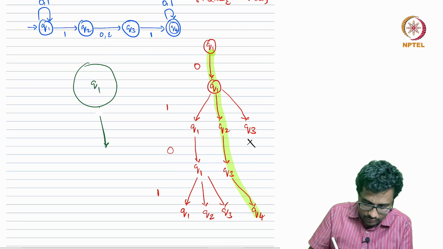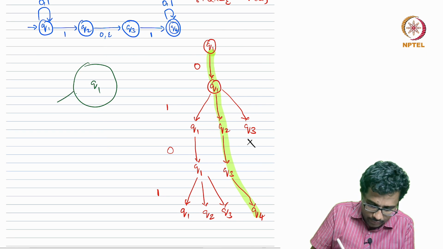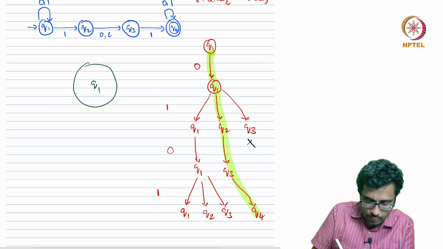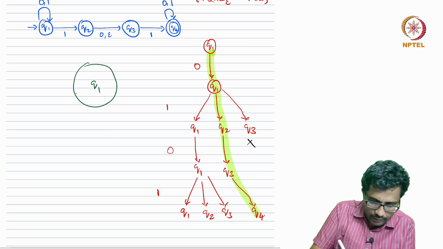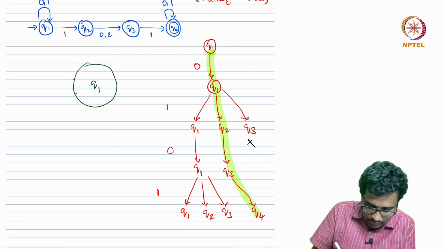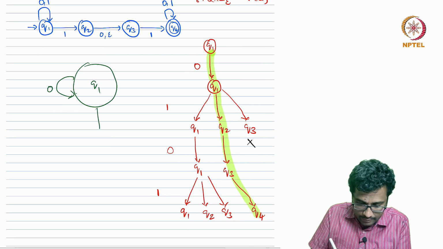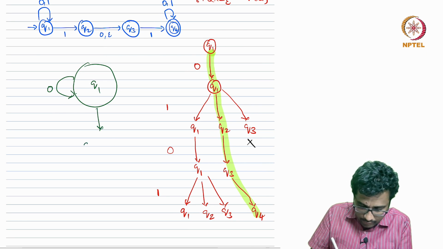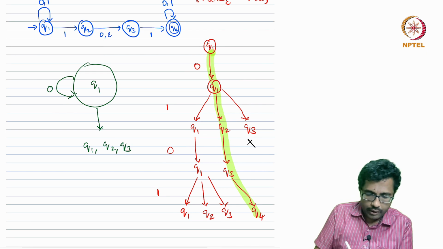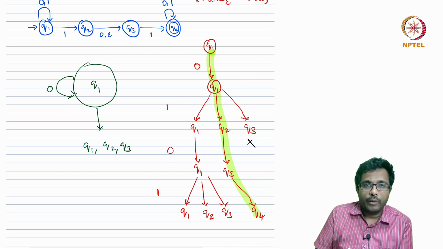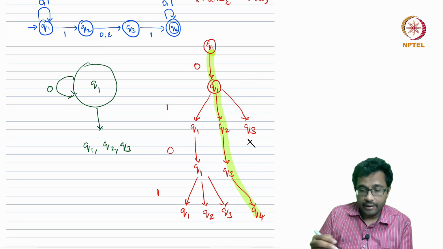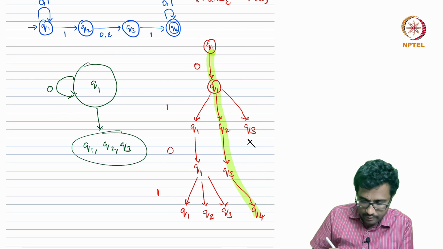Okay. So when you see a 0 from q1, you can only be at q1. So this 0 will keep you at q1. If you see a 1, however, you could go to q1, q2 or q3, right, because 1 can keep you at q1, or it can take you to q2, or you can go to q2 and then take the epsilon transition, right?